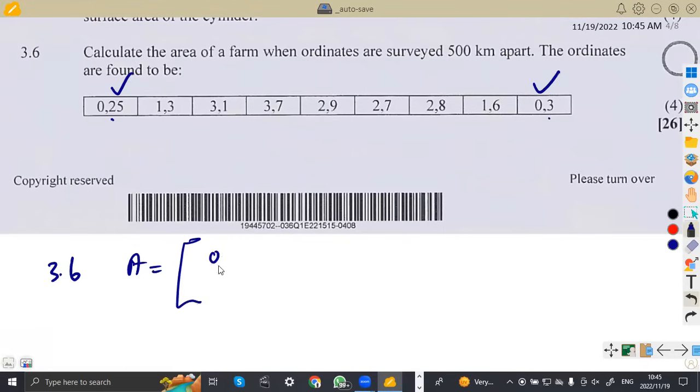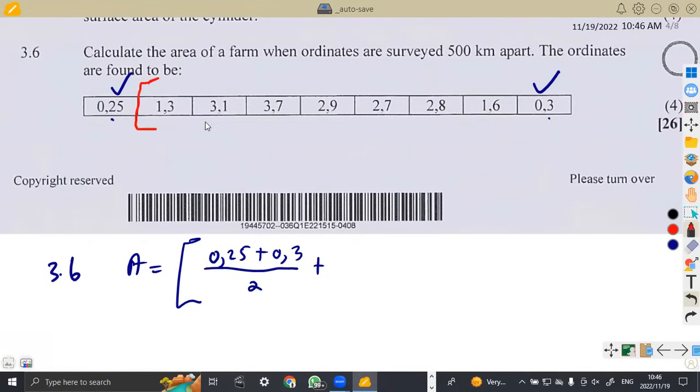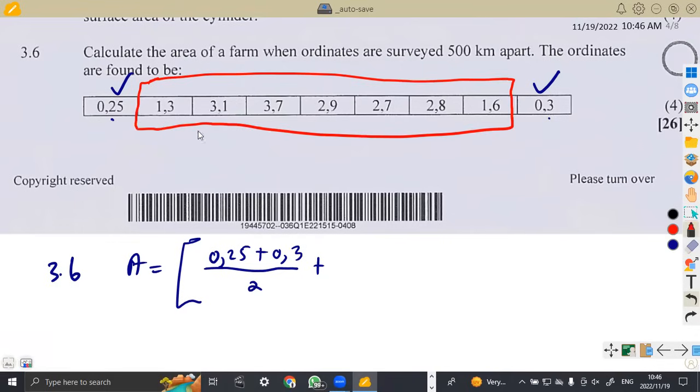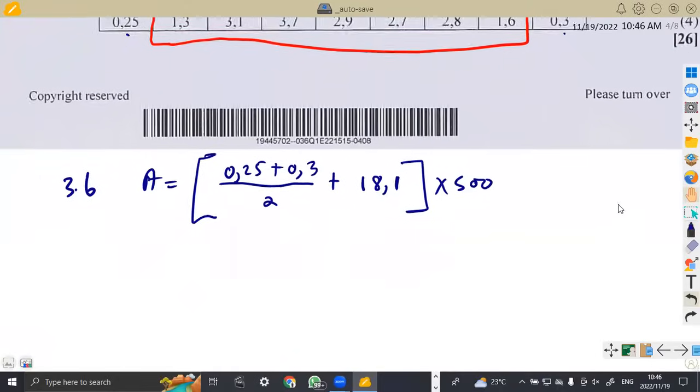Okay, so it's going to be 0.25 plus 0.3, everything over 2, plus the sum of the rest, which is the remaining ordinates. So you add these ordinates from this part up to this one. We have to add everything together. Okay, so if we add this, we can obtain something like 18,1. Then times the distance between the ordinates. As you can see, these ordinates are separated 500 kilometers apart. So you have to multiply by 500. Okay, so that was it for this one.